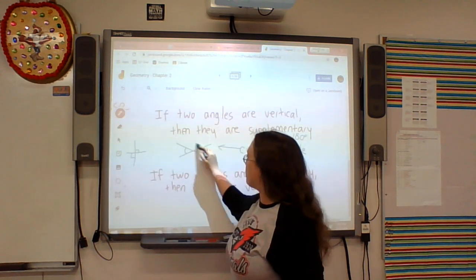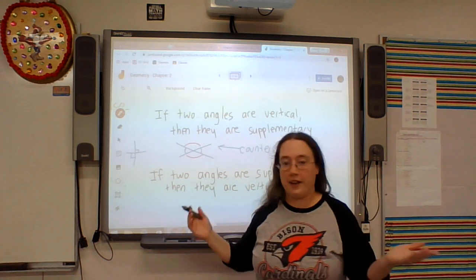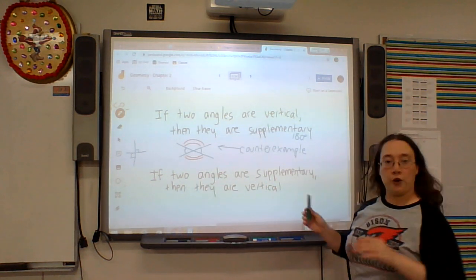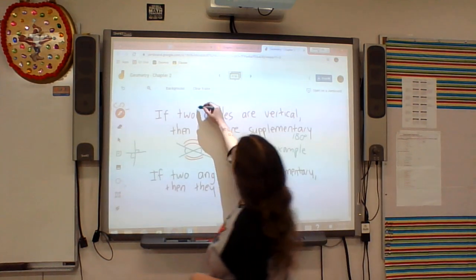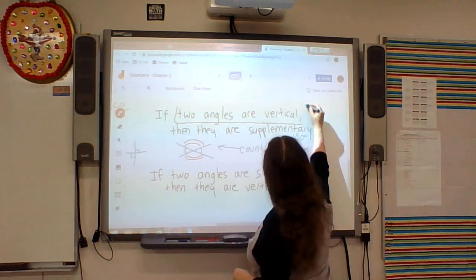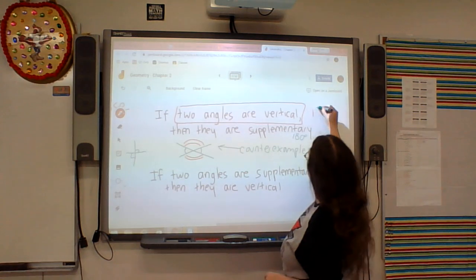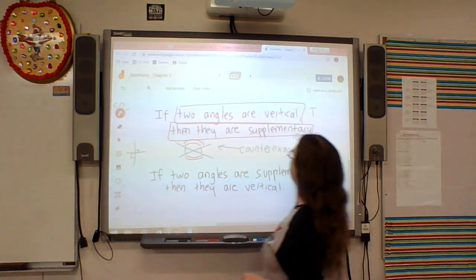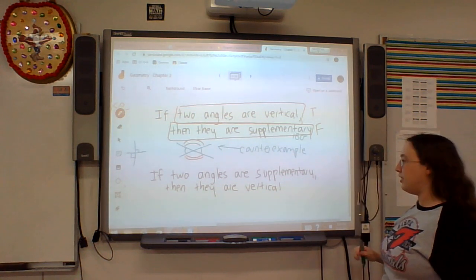And you've got two that are obtuse here. That's going to add up to more than 180. So either of those would be a counterexample. So those are angles that are vertical, so that part's true. And then the second part is false, because they're not supplementary.